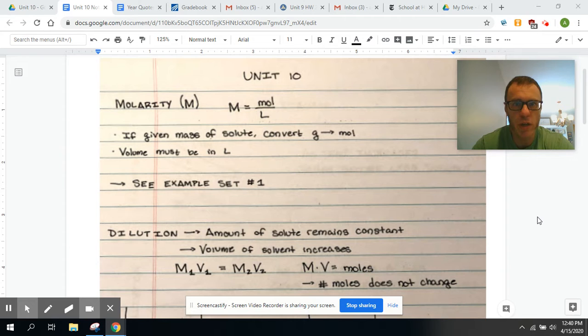We're going to keep going over molarity. So I'm going to go over these Unit 10 notes. This is Unit 10 notes 2. I don't have a scanner, so you're going to start seeing pictures of lined paper.